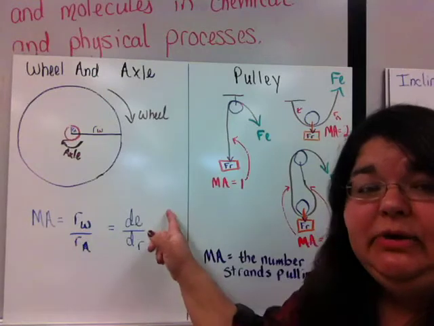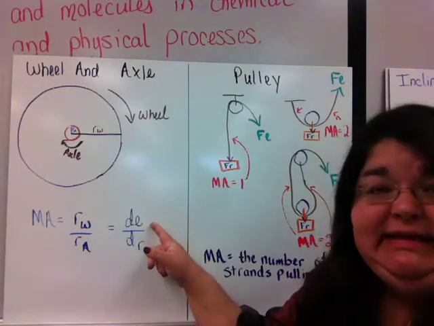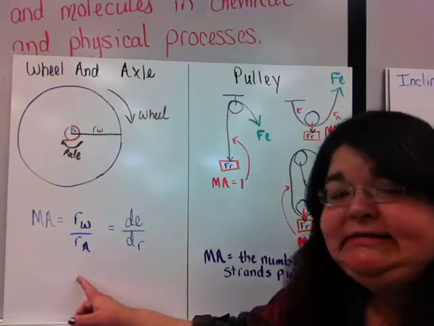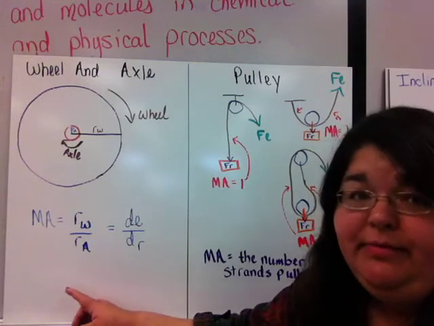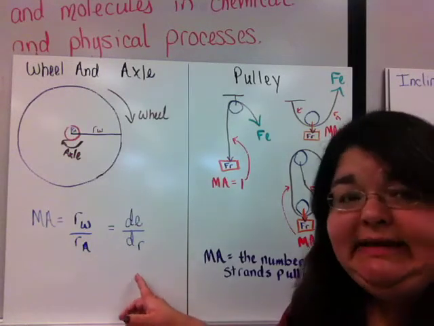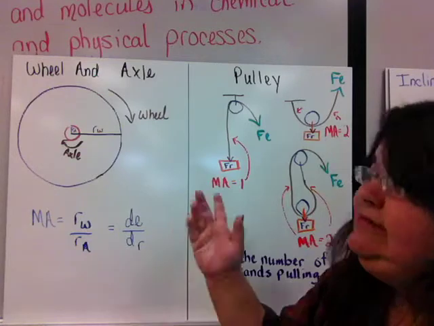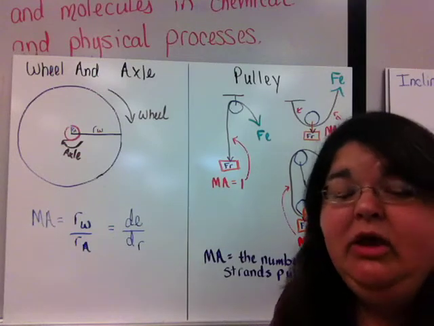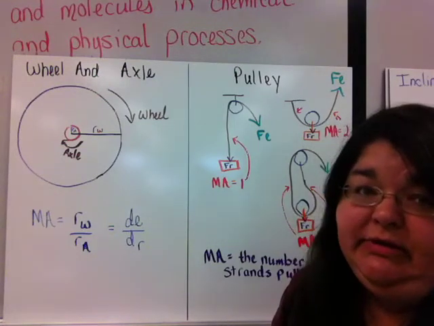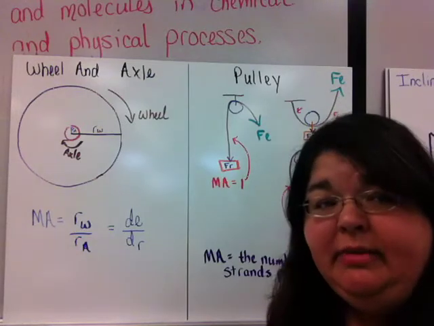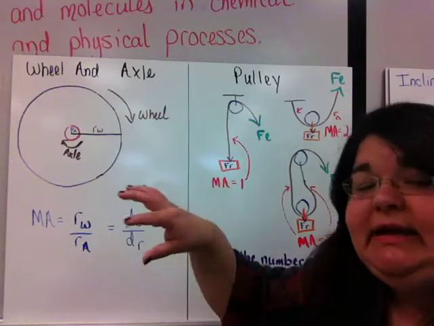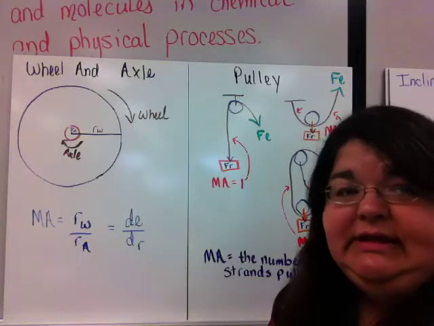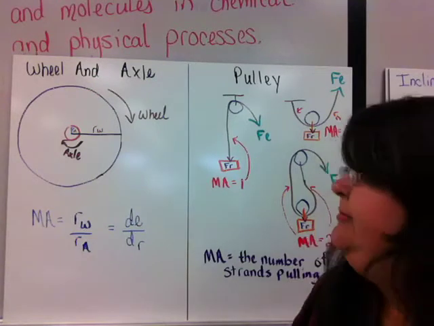Now the wheel is where I do my work, so that's DE. And the axle is what the wheel does for me, so that is DR. Okay? Examples of wheels, obviously, are wheels or a steering wheel. It could also be a doorknob. Anything that turns and has another thing inside it that it turns for you.